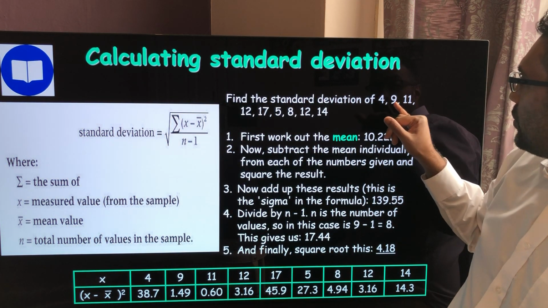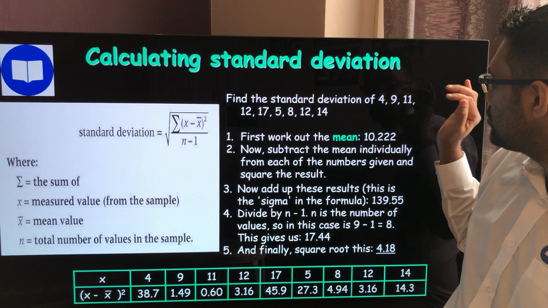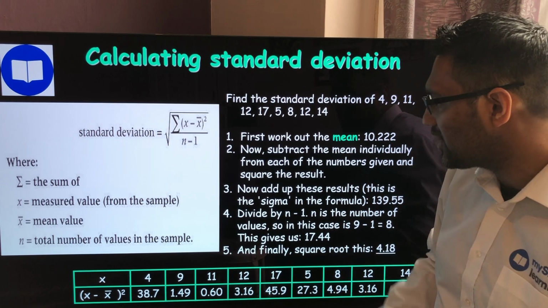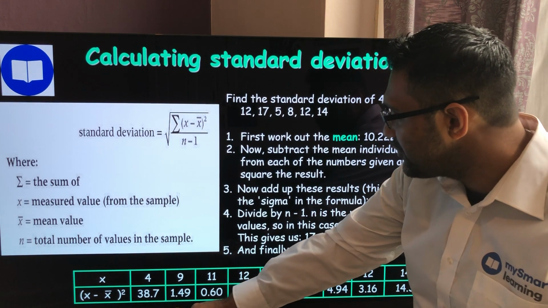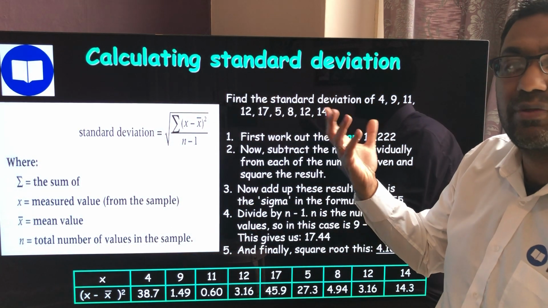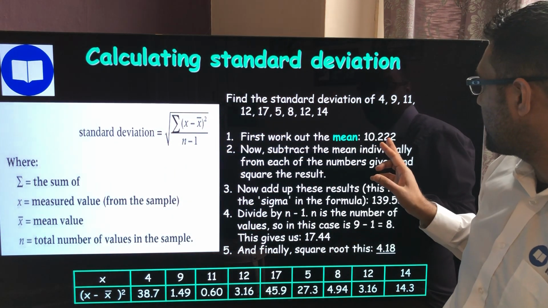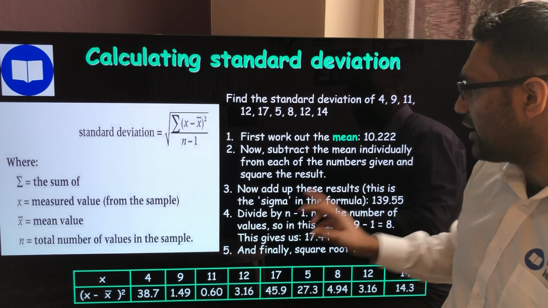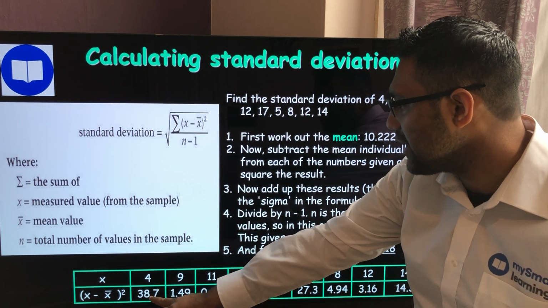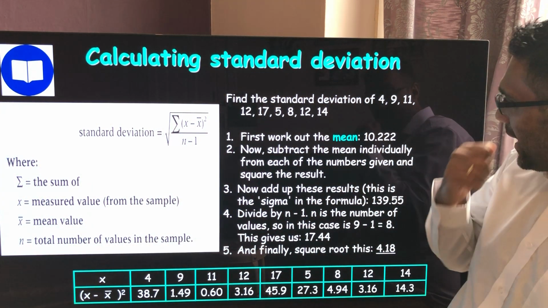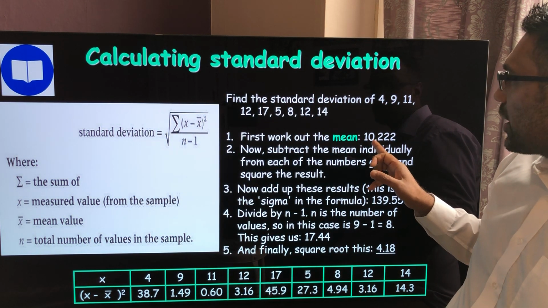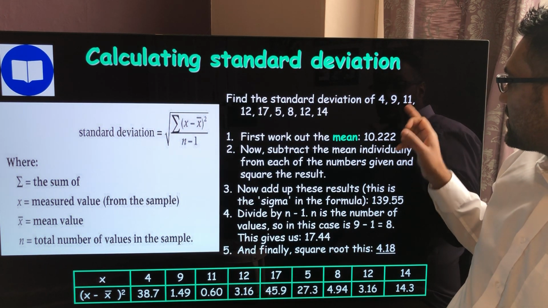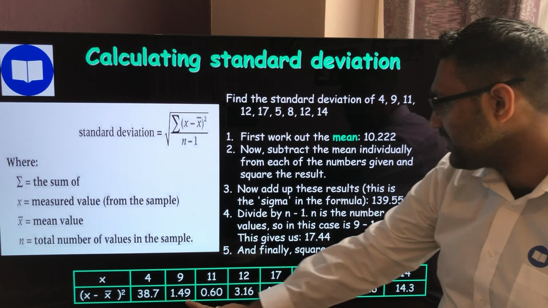Okay, so I do 4 take away 10.22, so that's what, -6 or something like that. And then I need to square it. Then I square it. So if it's -6 squared, it'll be 36. Now obviously this number is a bit more than that, right? So therefore, look, there's the answer, 38.7. So you do that to all of the numbers. So I do 4 take away that, square it, 9 take away that, square it, 11 take away that, square it, and there is my set of numbers.